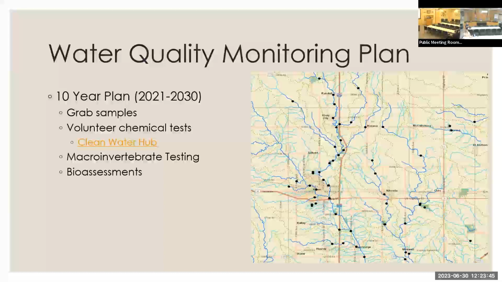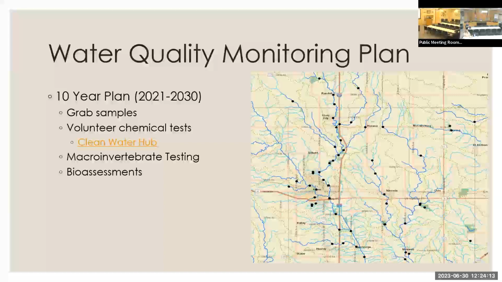So if we have low dissolved oxygen in the wintertime, you can see that, or if we have high nitrates in the spring and fall, you can see that. So it's a really good snapshot in time of what's happening at that particular site. So that's the chemical part. We also have the biological part, which would be macroinvertebrate testing.